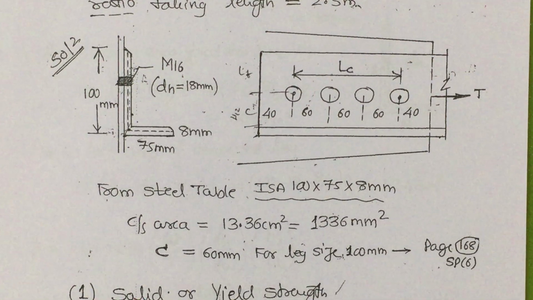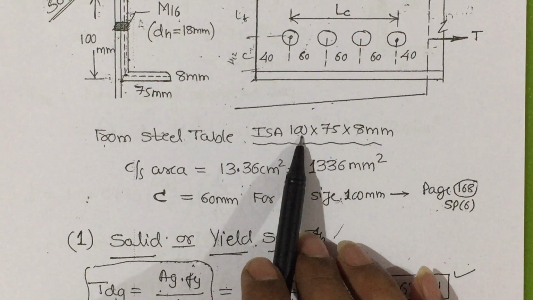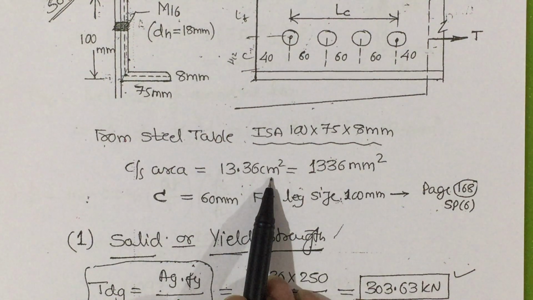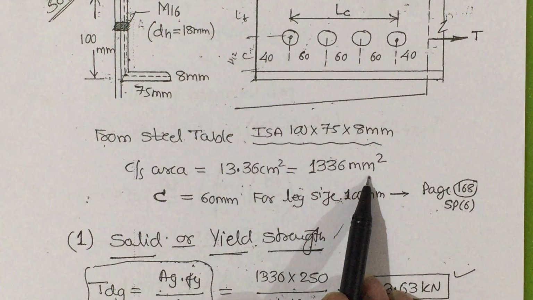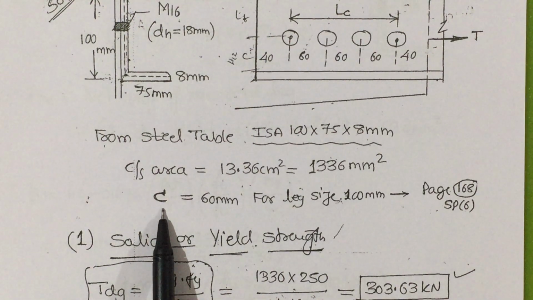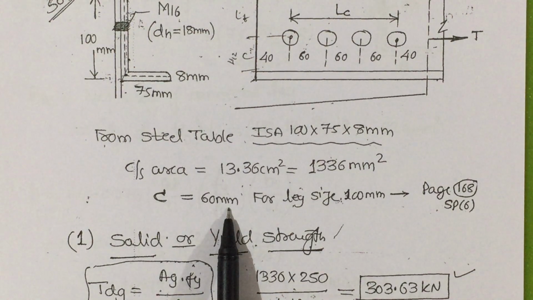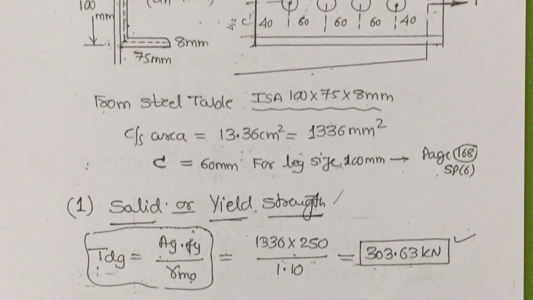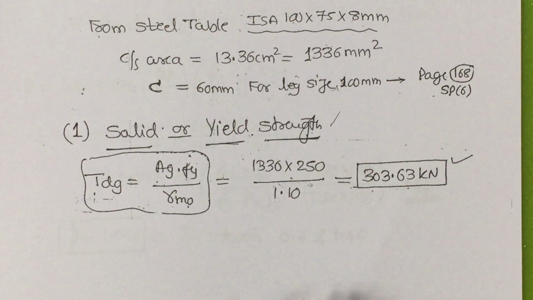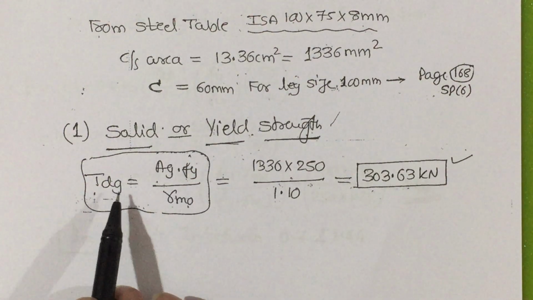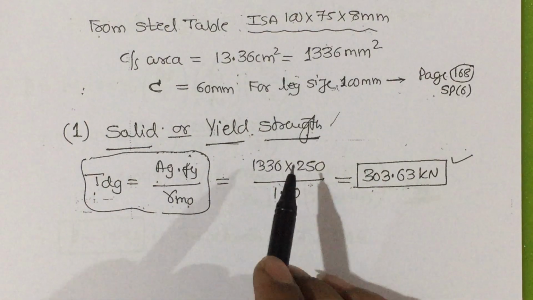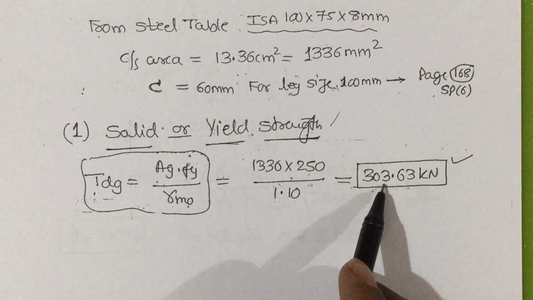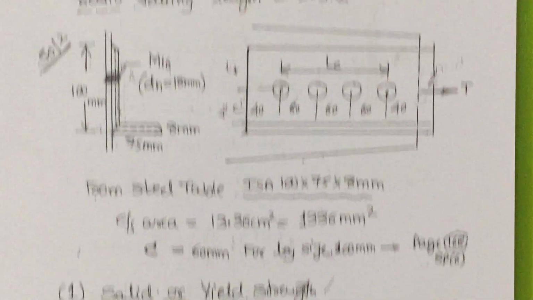Then from the steel table for the given section, note down the cross sectional area, that is 13.36 centimeter square. Multiplied by 100, you will get it in terms of millimeter square. Then note down the C value, that is centroidal distance, that is 60 mm for a leg size of 100 mm. It is given in the steel table. Then first step, yield strength, that is TDG. TDG is given by Ag into Fy by gamma m naught. Ag is nothing but area. Fy is 250, gamma m naught is 1.1. We are going to get that as 303.63 kilonewton.